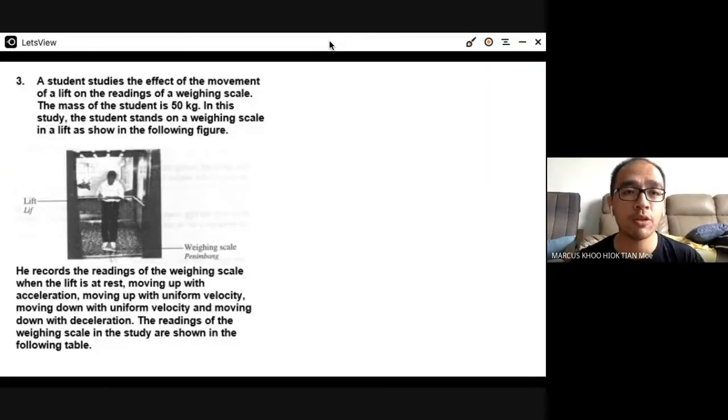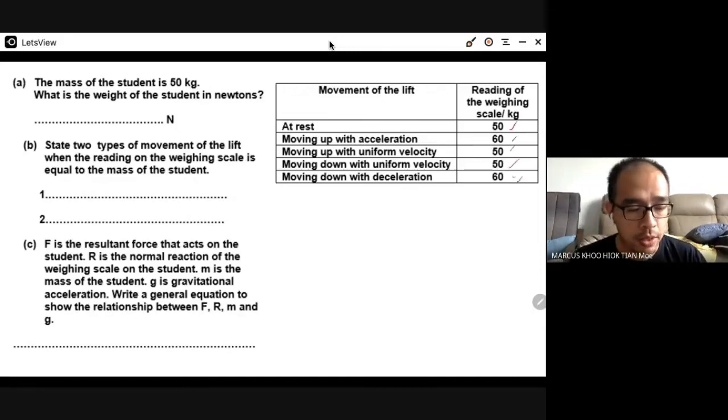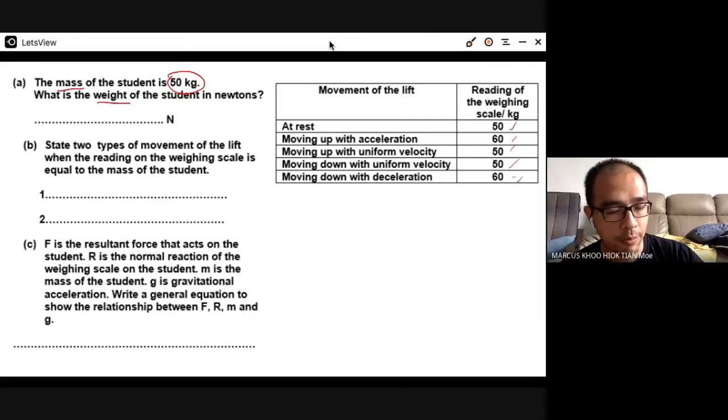Right. Fine. A student studies the effect of movement. His mass is 50 kg. So look at the reading. The mass of the student is 50 kg. What is the weight of the student in newtons? How do I calculate the weight? Can somebody suggest to me, please? How do I calculate weight if I am given mass? Times 9.81. Times 9.81, okay.